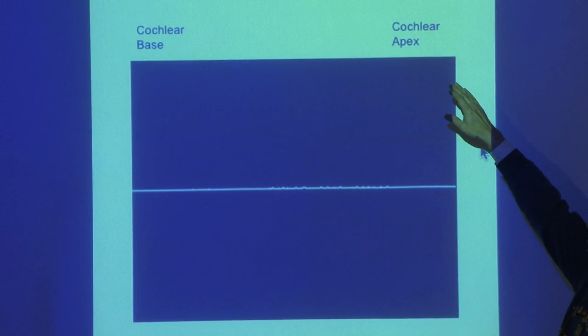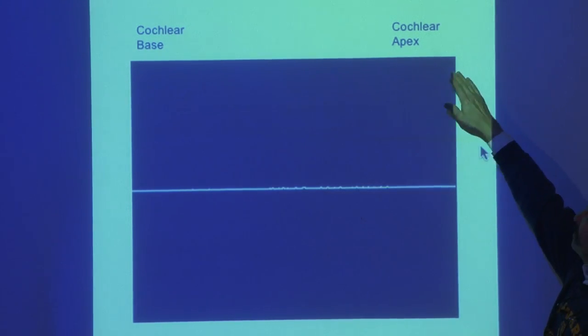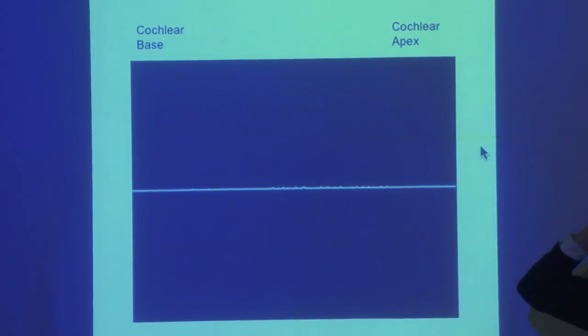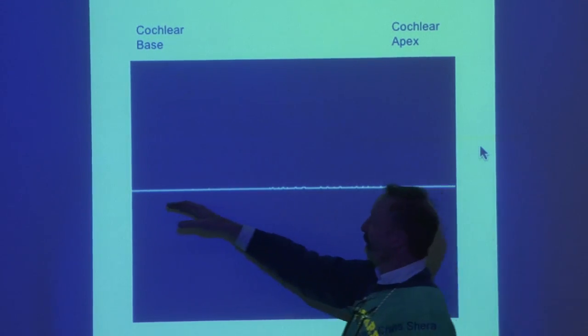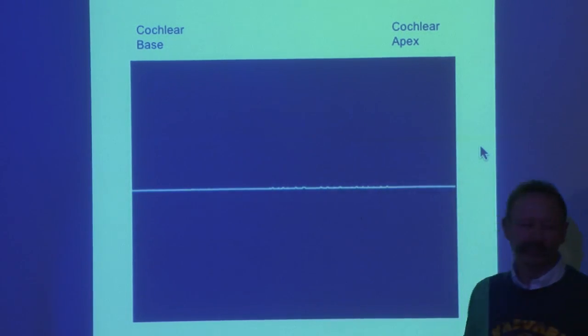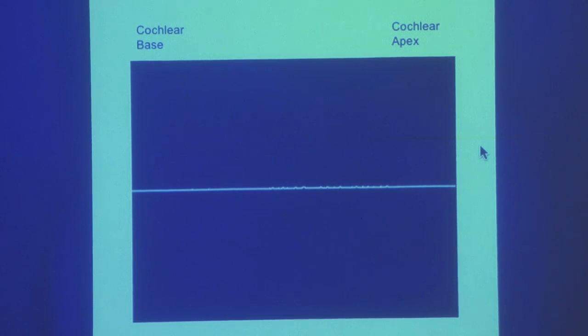So now we're going to turn on a sound that is a low frequency tone. So tone is synonymous with pure tone or a single frequency. So it's just going to be one frequency. And the input comes in here at the stapes, and you'll see the pattern of movement of the basilar membrane in response to the low frequency tone. Whoops. Press the wrong button.